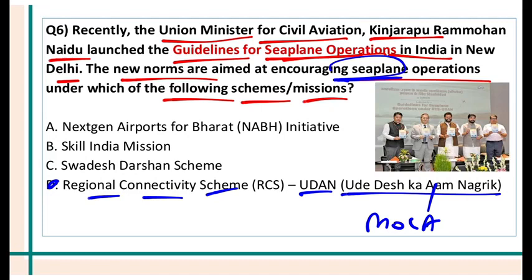Commercial pilot license holders can now directly obtain seaplane ratings that will allow them to fly seaplanes. So if you have a commercial pilot license, you will be able to fly seaplanes also, provided you get seaplane ratings, but a separate license for seaplane or waterdrome license is not required.